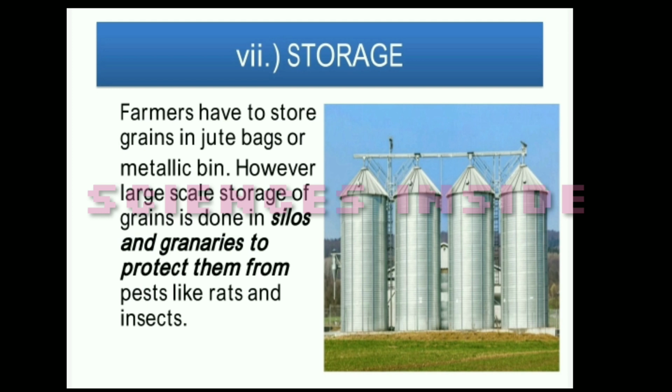The presence of moisture promotes microbial growth in the grains. So grains are first dried in the sun and then packed in gunny bags or metallic bins to be stored in the godowns. The large-scale storage of grains is done in granaries or silos to protect them from pests such as rodents, microbes, and insects. Pesticides are often sprayed in godowns beforehand to avoid pest attack.